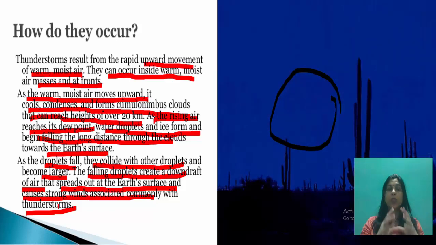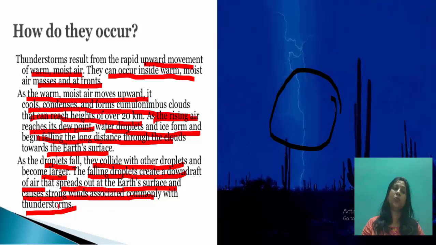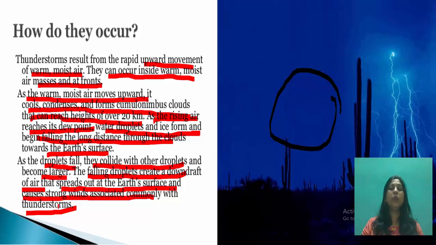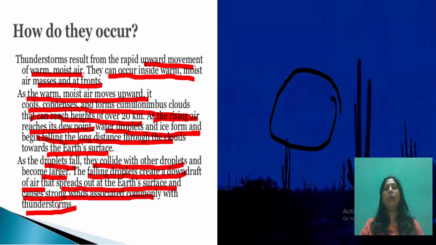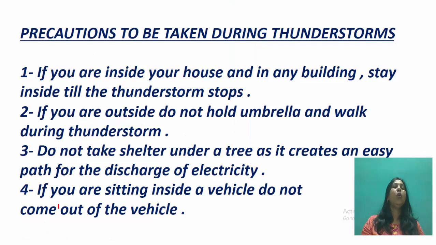Okay, water droplets बनती है, ice बनती है, and they begin falling the long distance through the clouds towards the earth's surface. जब ये नीचे आ रही होती है, they collide with other droplets and they become larger. And these falling droplets create a downdraft of air that spreads out at the earth's surface and causes strong winds associated commonly with thunderstorms. Now, what are the precautions to be taken during thunderstorms?